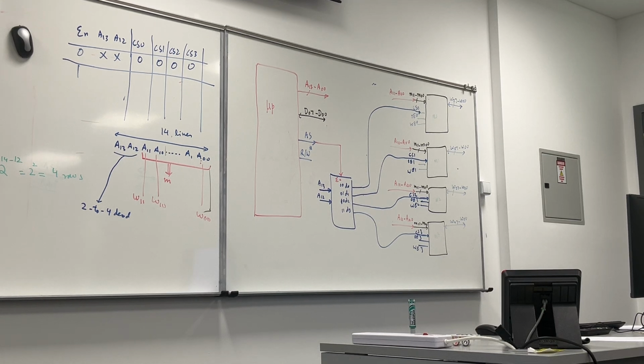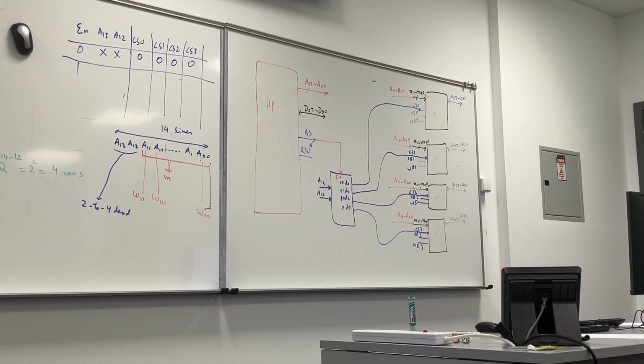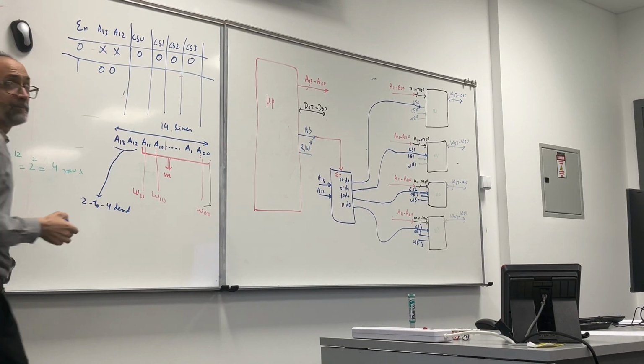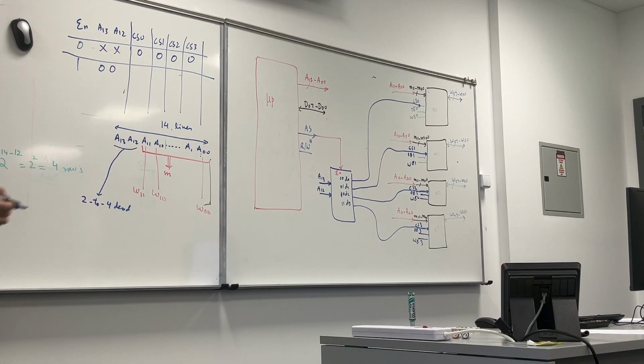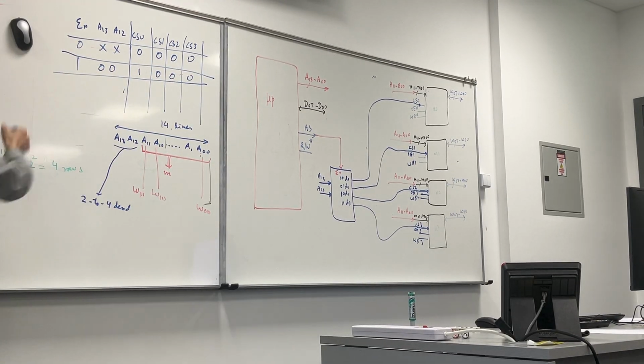Okay, now if enable is equal to 1, then it depends on what? Then it depends on A13 and A12. So we have 0, 0. Which memory will be enabled? Chip select 0. So the first memory, the top memory, will be enabled and we will get the data from there.